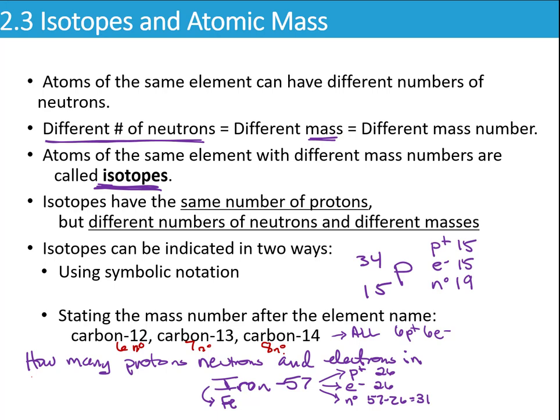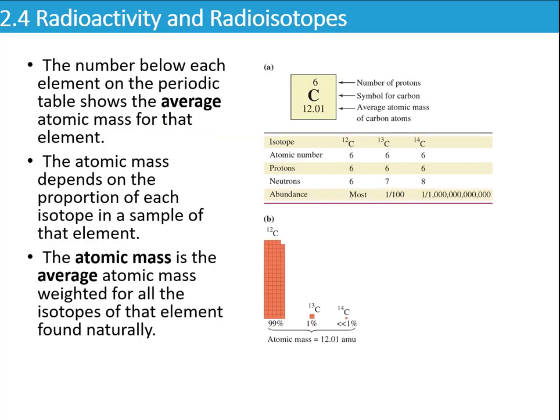So when they went to figure out the atomic mass for the periodic table, they didn't just pick a single isotope. They based it on the abundance of the isotopes found in nature. So if you look at carbon on the periodic table, 6 is above, 6 protons and 6 electrons, but then it's 12.01.